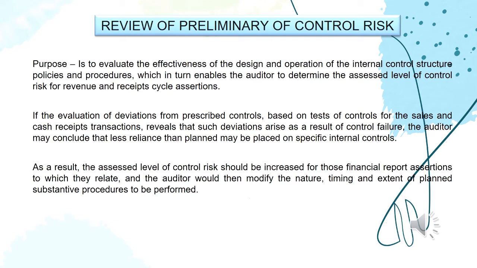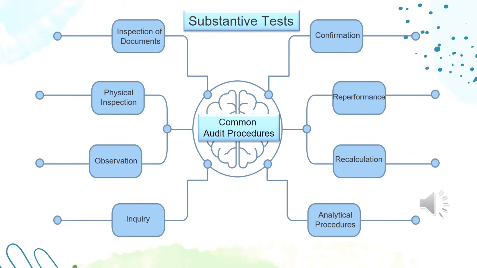As a result, the assessed level of control risk should be increased for those financial report assertions to which they relate, and the auditor would then modify the nature, timing, and extent of planned substantive procedure to be performed. Next is substantive test. Substantive test is an audit procedure that examines the financial statement and supporting documentation to see if they contain errors. These tests are needed as evidence to support the assertion that the financial record of an entity are complete, valid, and accurate.